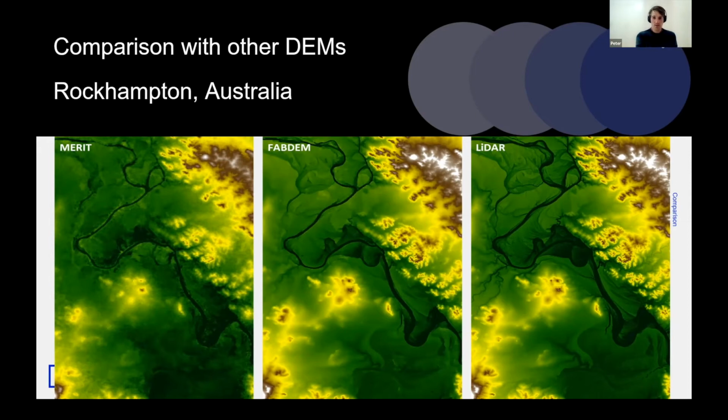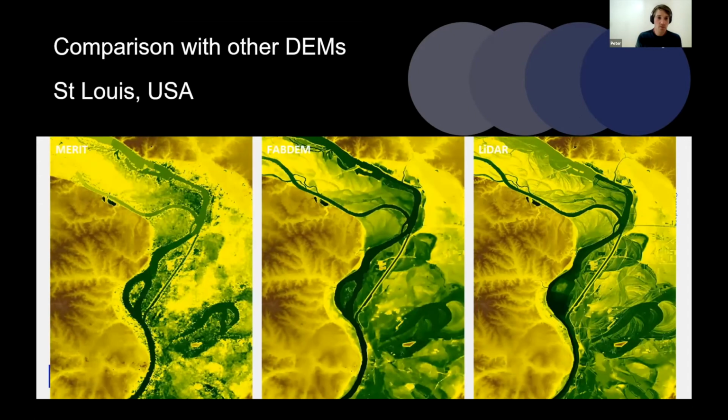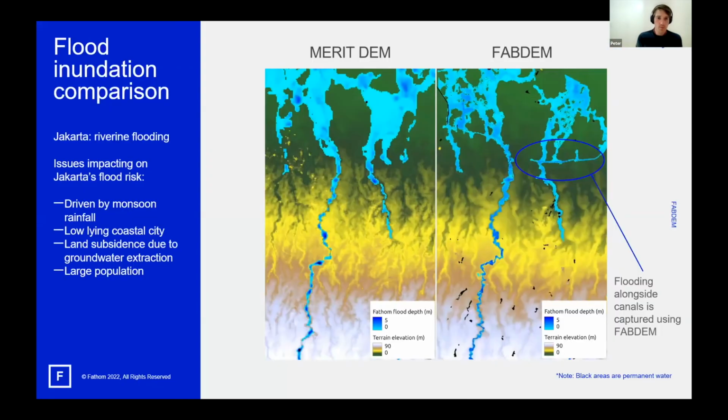And on the right-hand side is LiDAR, high quality local LiDAR. And actually, you can see the LiDAR is definitely crisper than FabDEM, but really there's not any substantial differences that you would pick out and say FabDEM's missing in this example. So I think we're doing a pretty good job here. Next slide, please, Gavin. Just back one.